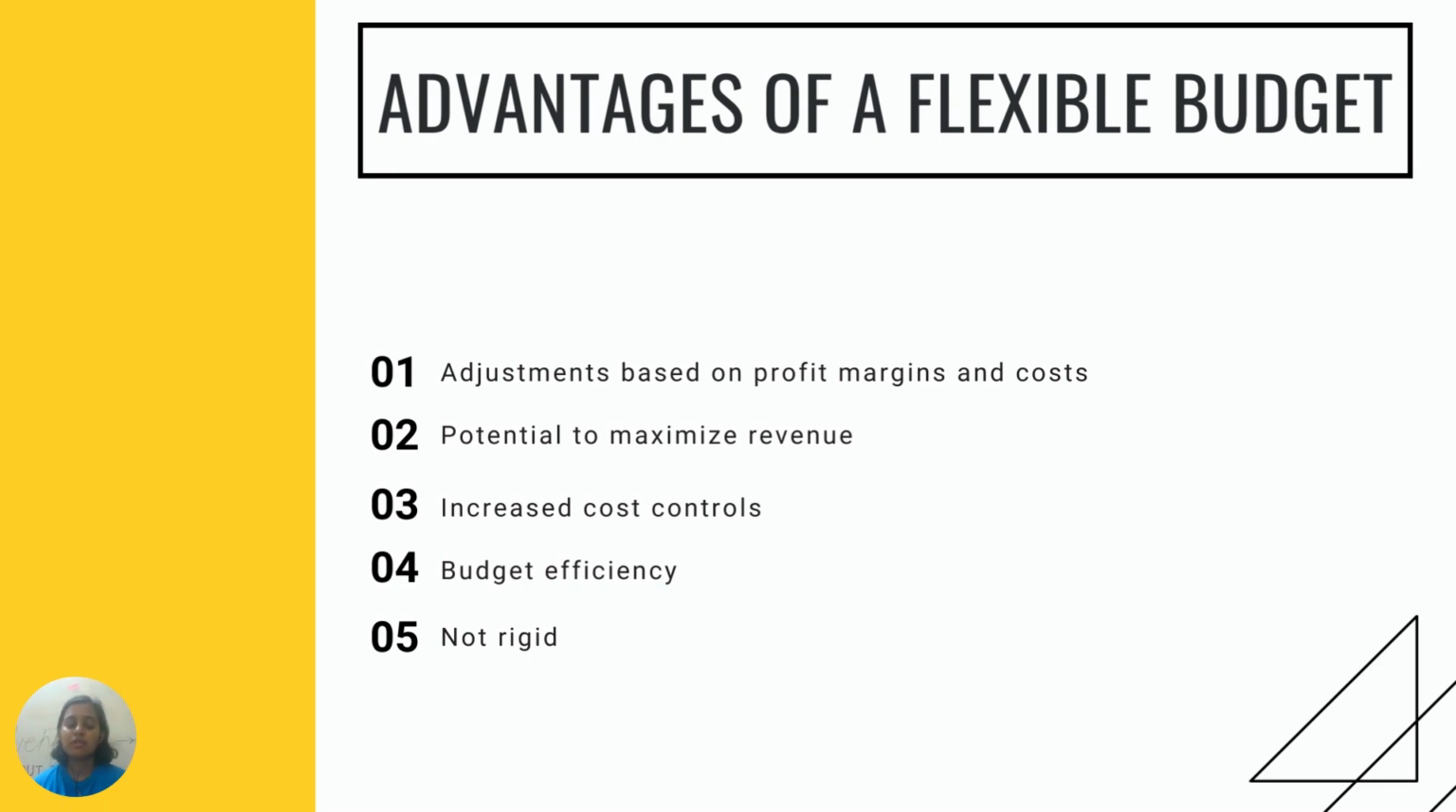The next one is budget efficiency. You can use this kind of budget even when you don't know the activity, because you can easily figure out the fixed cost, and managers can approve the variable cost. This type of budgeting helps in forecasting and can allow you to determine budgeted sales, cash flow, and expenses at different activity levels.